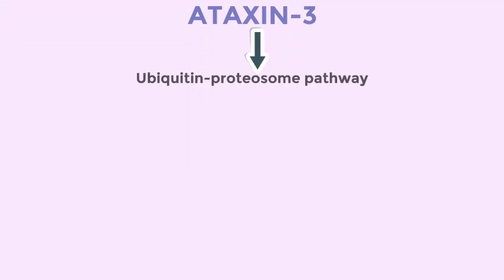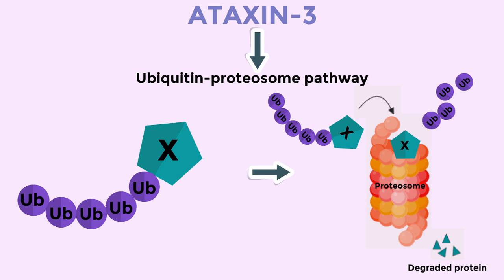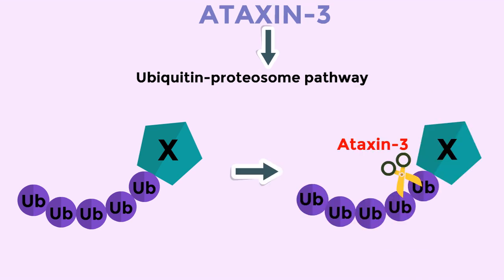Ataxin-3 is involved in a mechanism called the ubiquitin proteasome system that destroys and disposes off damaged or excess proteins. A molecule called ubiquitin binds to these excess proteins, taking them to be degraded within cells. Ataxin-3 cleaves ubiquitin from these excess proteins just before they are degraded to use the ubiquitin again. Due to this cleavage of ubiquitin by Ataxin-3, it is known as a deubiquitinating enzyme.